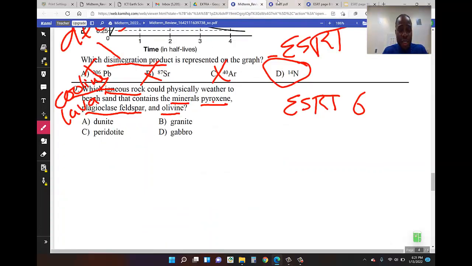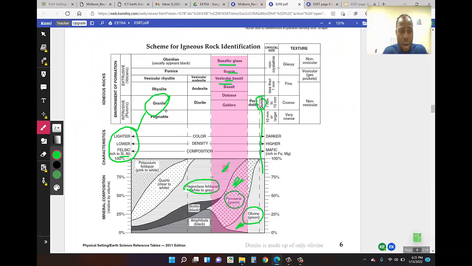Peridotite is definitely not it as well. Peridotite, where are you? Review yourself before I kill you. Did I just say that? Never mind, just a joke. Peridotite.